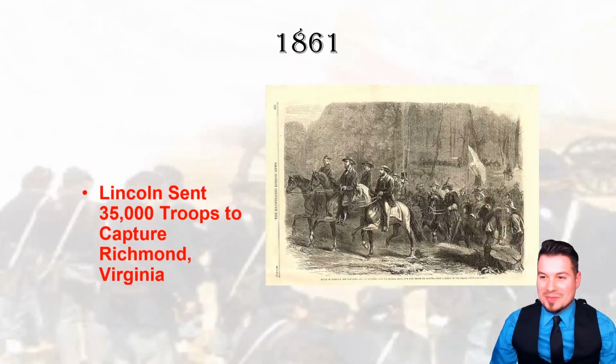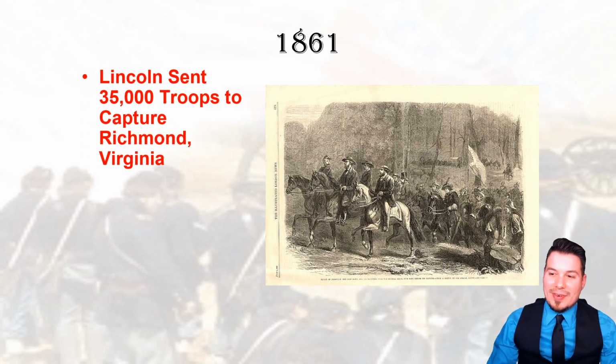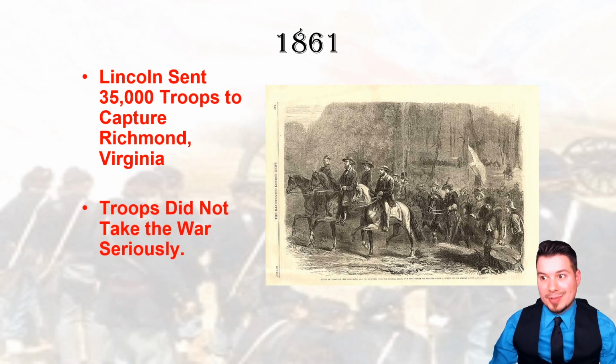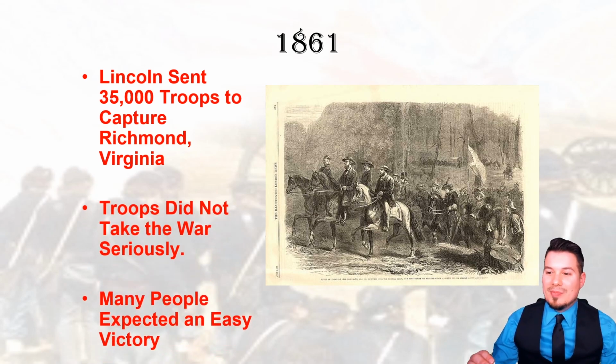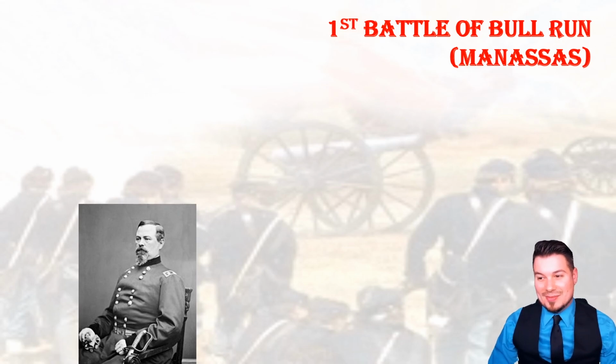All right. Can't go through the clips, unfortunately. So Lincoln sent 35,000 troops to capture Richmond, Virginia in 1861. Thought this was going to be a quick war. Some people did. A lot of people did. Troops didn't take the war seriously, and because of that, many people expected a very easy victory, and they're not going to get that. Specifically at a place called Manassas, Virginia.